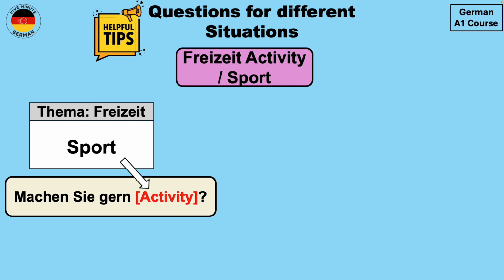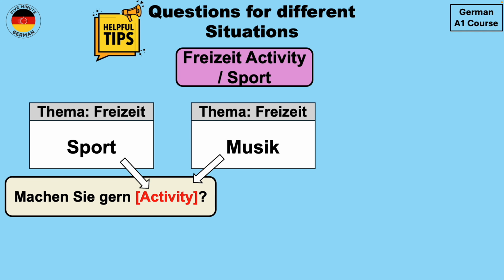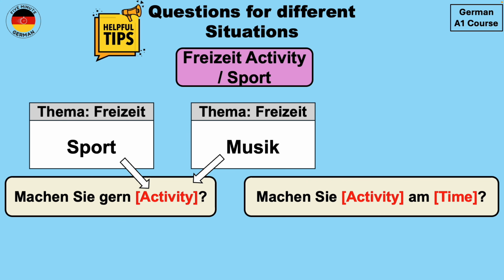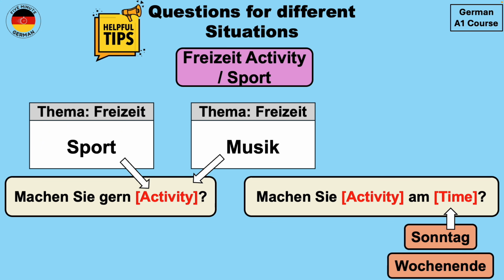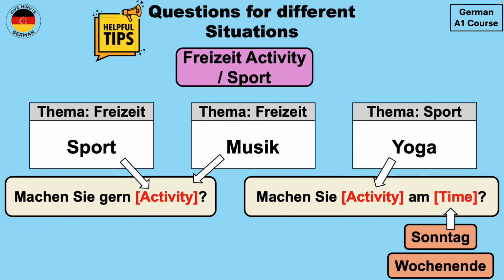Now if you get another word, for example Musik, which means music, then you can also use the same question. So you can say Machen Sie gern Musik. So you see how this question can be used with different words. Now if you also want to tell about the time, then you can say Machen Sie Sport am, and then give the time. For example, am Sonntag or am Wochenende, or machen Sie Musik am Sonntag or am Wochenende. And these questions work with other topics as well. For example, if you get the thema Sport and get the word Yoga, then you can say machen Sie Yoga am Wochenende or Samstag or any other time.